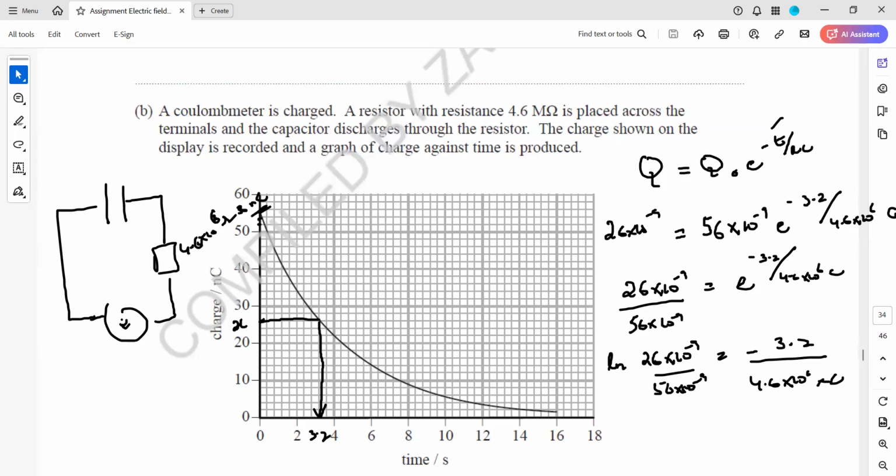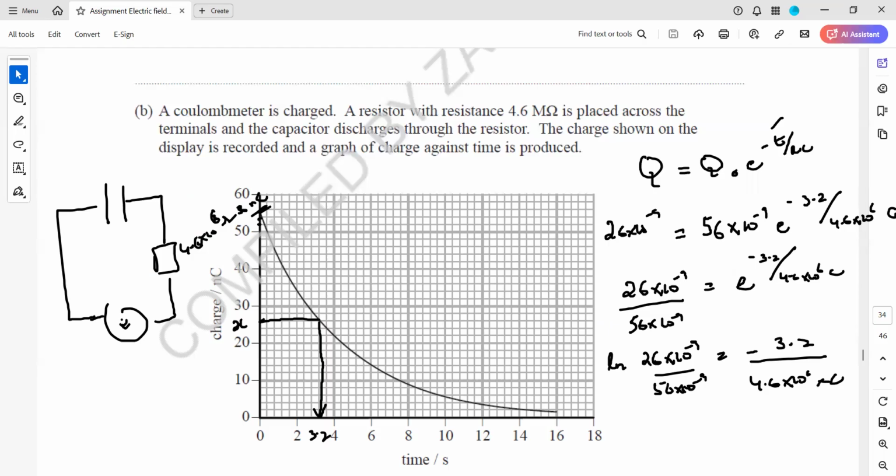So just use the formula Q equals Q naught e raised to the power minus t over RC. You just cross multiply and you will get the final answer. This is one way of solving the question.